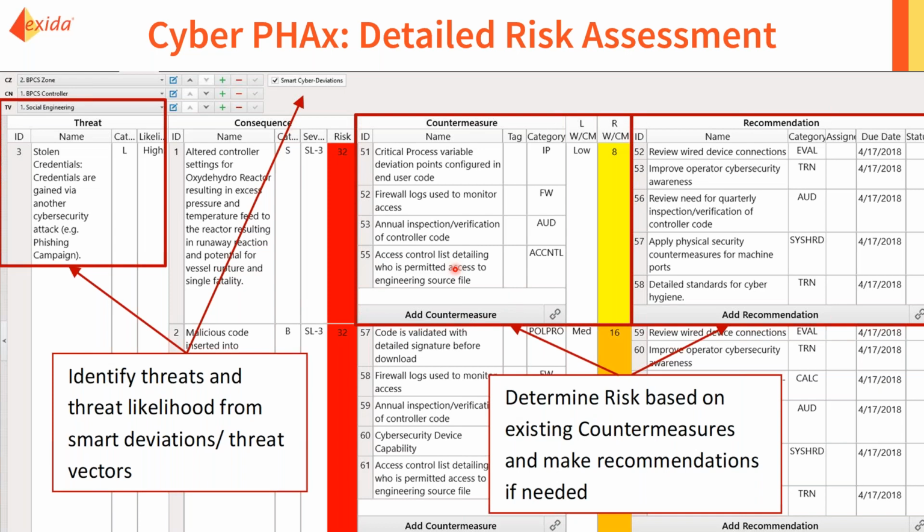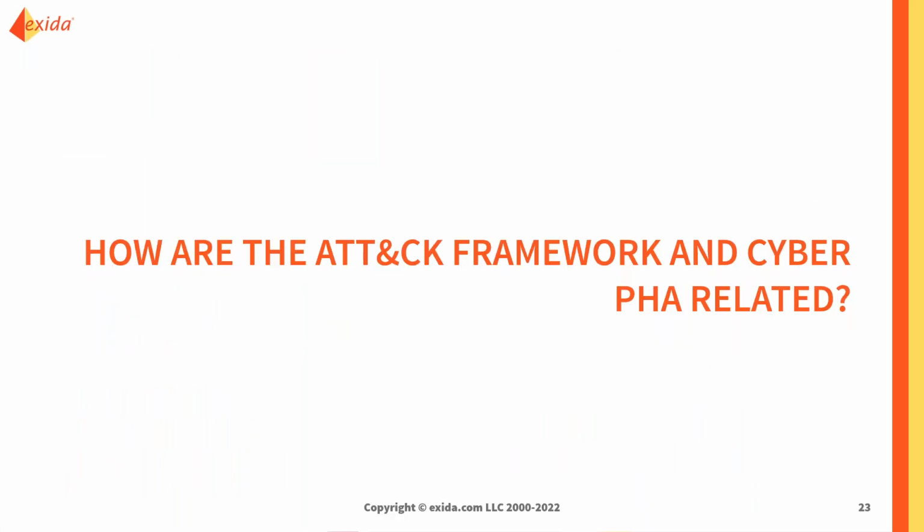We can identify the countermeasures to say, okay, what specific steps are we taking to reduce that likelihood? And then if we still are at a high risk or if we're at an unacceptable risk, we can make recommendations to then further reduce the risk, take additional actions. And so that gives just a quick overview on Cyber PHA. But from there, then we can look to answer the question of, well, how are the attack framework and Cyber PHA related?